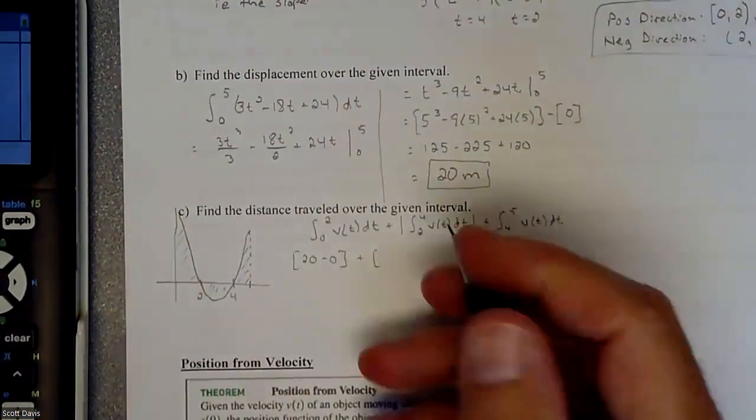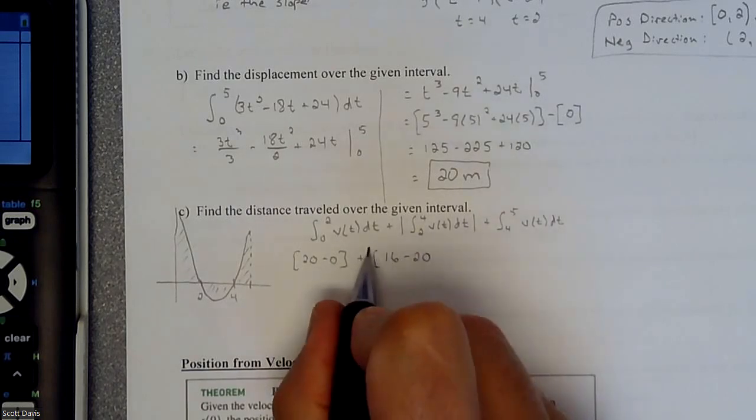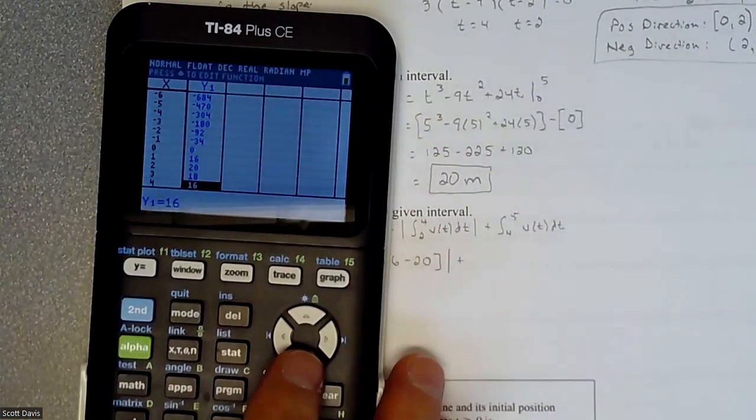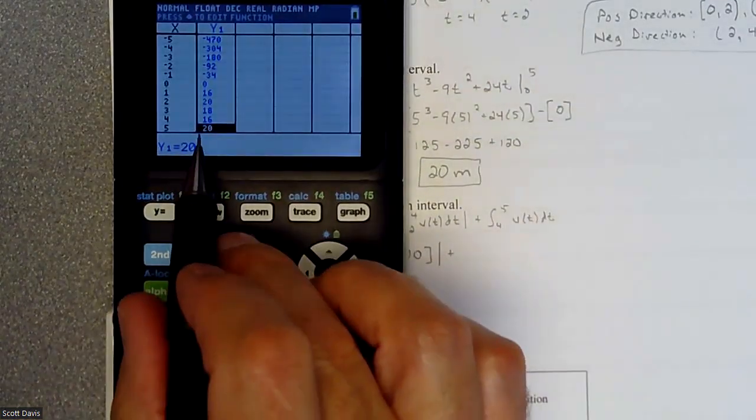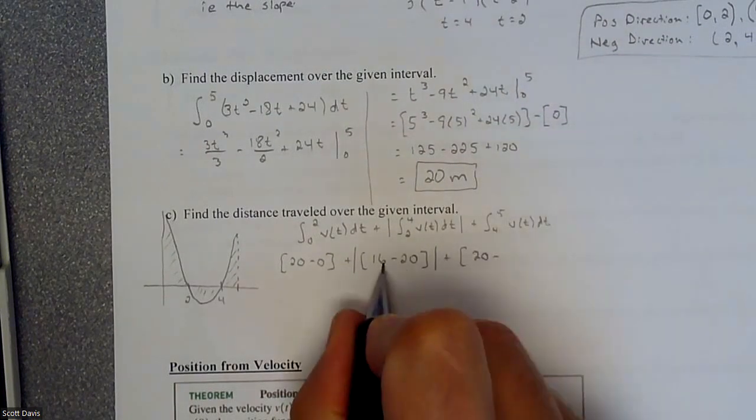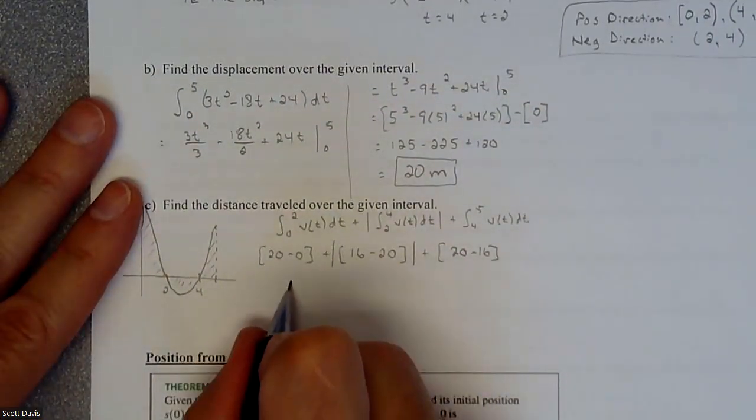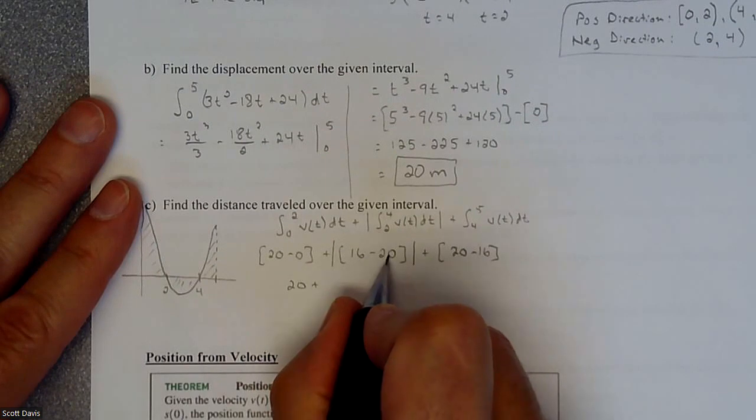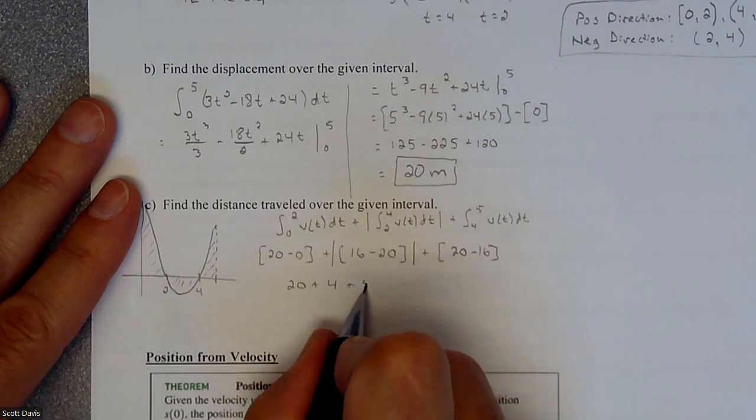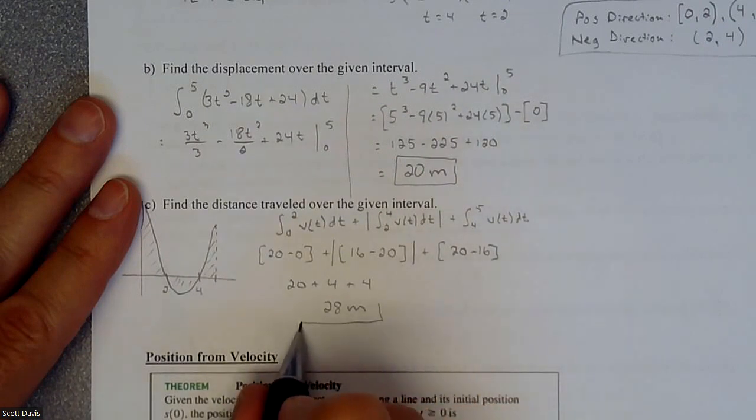So then we're going to get 16 minus 20, but we're going to be taking the absolute value of that. And then plus, if I plug in 5, that is 20 as well. So we'll get 20 minus the 4 plugged in, which was 16. So we get 16 minus 20 is negative 4. The absolute value of that is 4. And then we get 20 minus 16 is 4. So our total distance traveled is 28 meters.